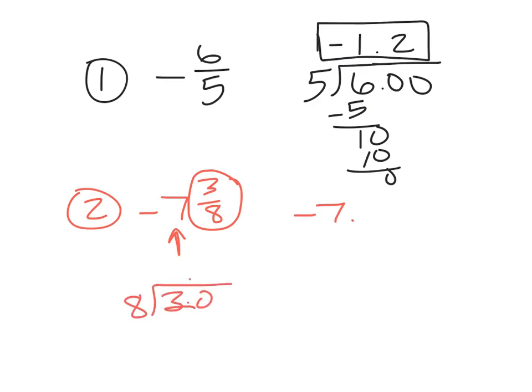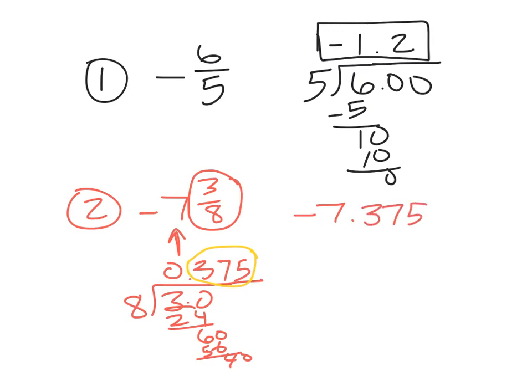How many times does 8 go into 3? 0. 8 into 30? 3 times. 8 times 3 is 24. It's 60. 8 goes into 60 7 times, which is 56. So I get 40. 8 goes into 40 5 times. So then I just take this part of my decimal and plug it in over here. So I get -7, whoops, 0.375 as my answer. Mind blown.